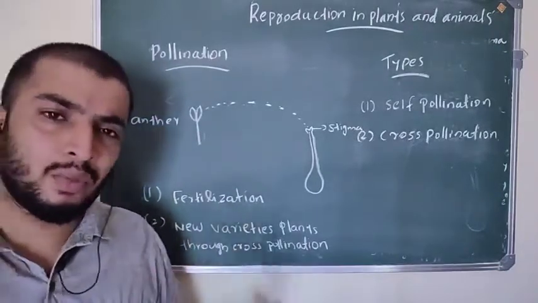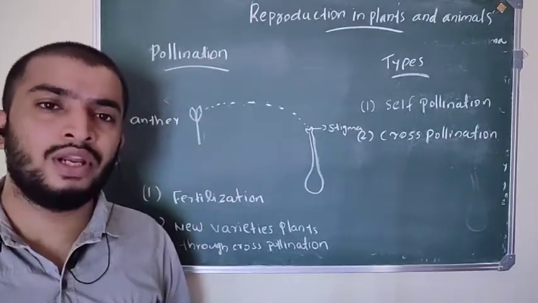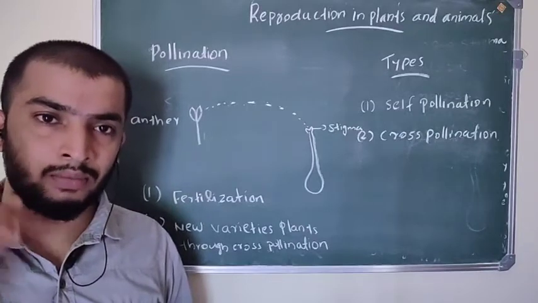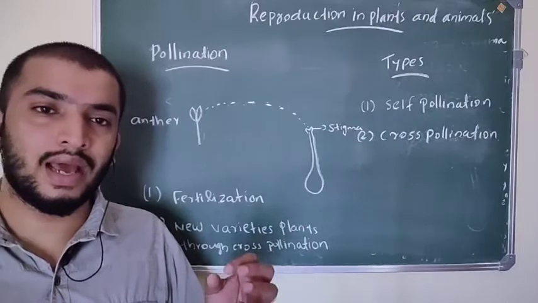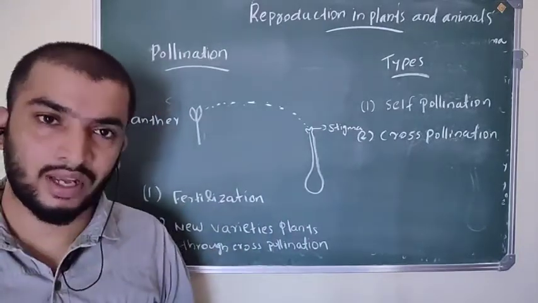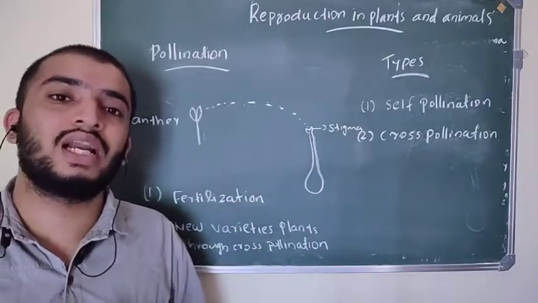So what is the importance of pollination in plants? First of all, if there is no pollination, there is no fertilization. So pollination is very important for the fertilization of gametes, that means fusion of male and female gamete. Then only seeds and fruits will be developed. So pollination is very important for fertilization.